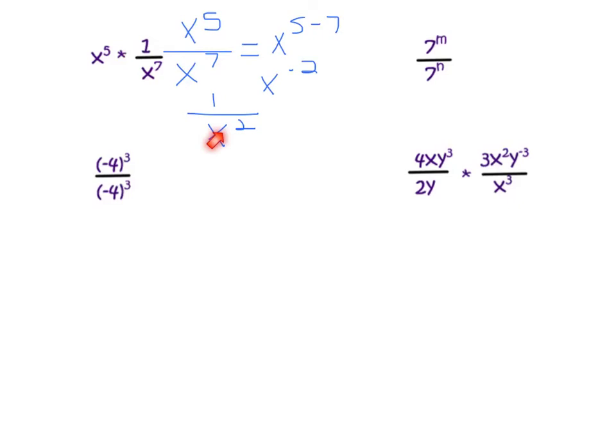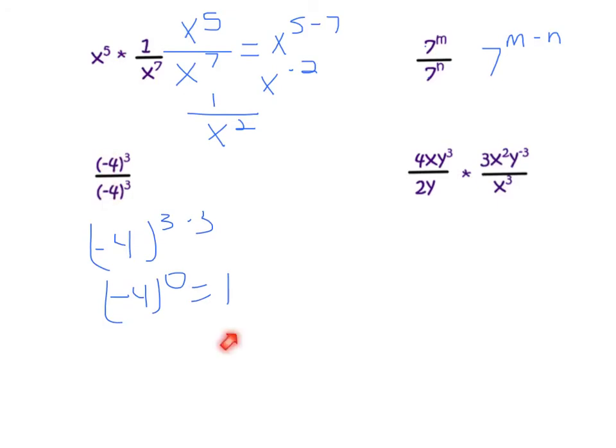Next one, here I have my base, which is 7, and my exponents, which are variables, so all I can do is show that I know to subtract. Alright, this next one, I'm not going to do anything with it. I could just notice that these are the same, or I could actually do the negative 4 to the 3 minus 3. Negative 4 to the 0 is 1. But again, I didn't have to do that because anything over itself is 1.